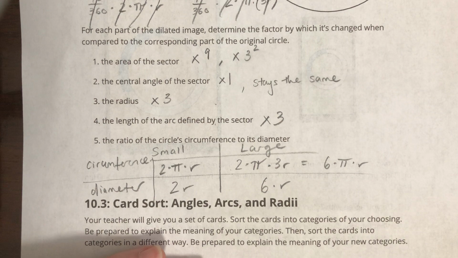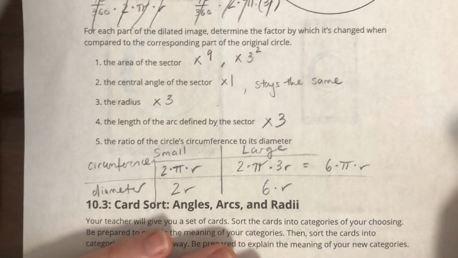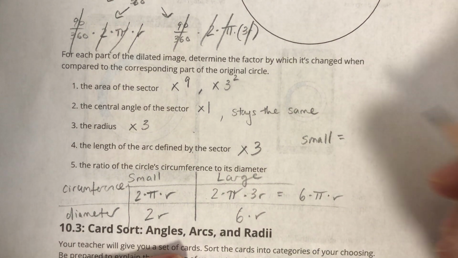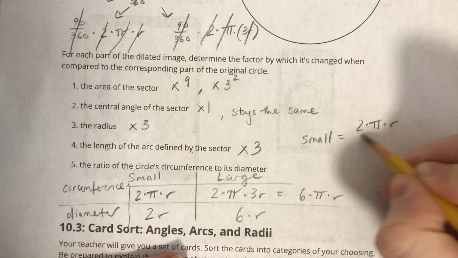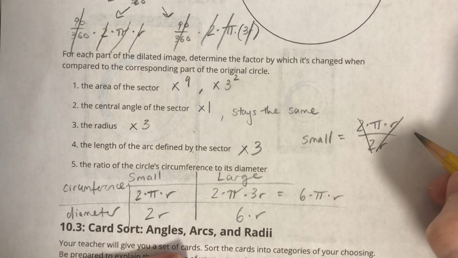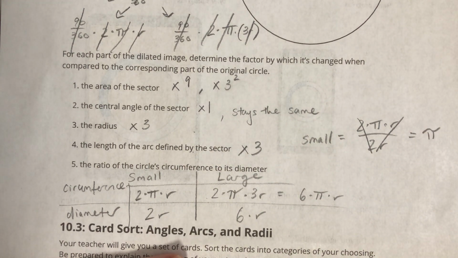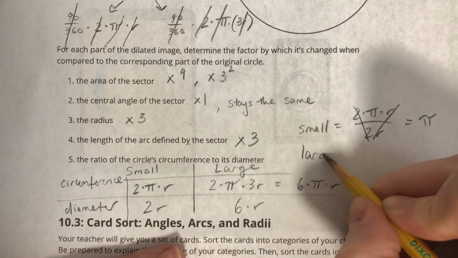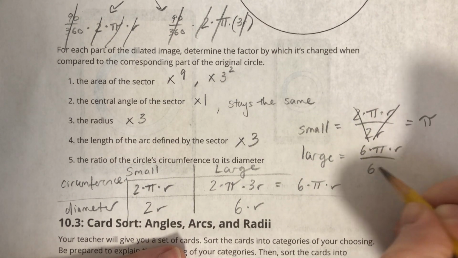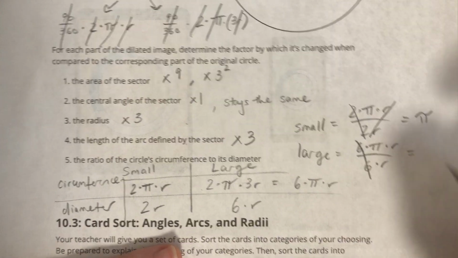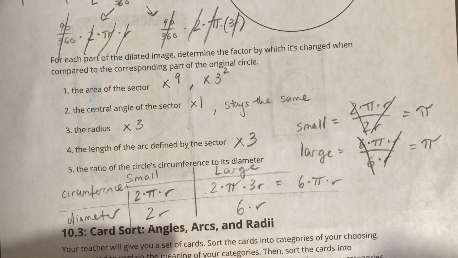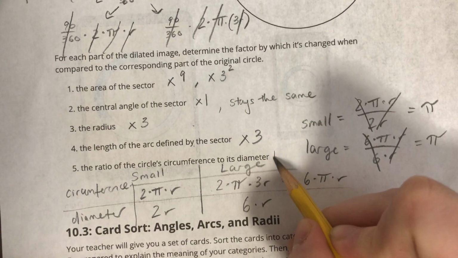So now we're creating a ratio between the circumference and the diameter. That's really just a fancy word in this case for a fraction. So for small, you've got 2 times pi times r over 2r. Cancel out the 2's, cancel out the r's, and we're left with pi. Let's try for the large. I have a feeling we're going to get the same result. 6 times pi times r over 6 times r. Cancel out the 6's, cancel out the r's, and we're left with pi. So my ratio for both is going to be pi.